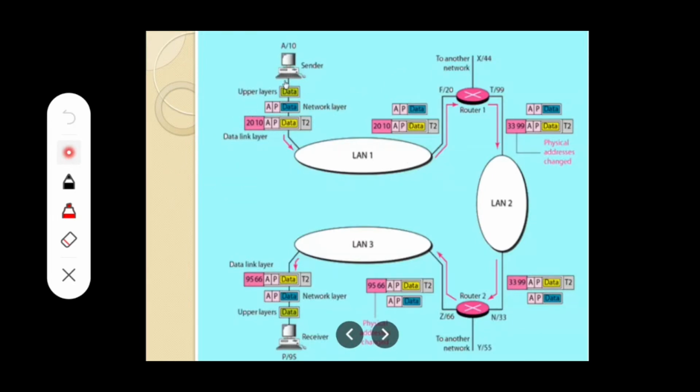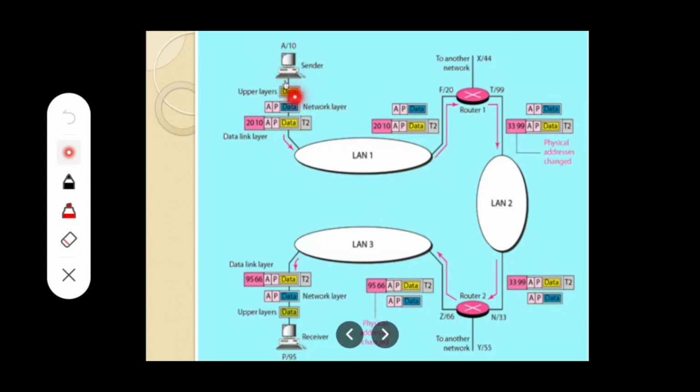Look here. Suppose we have a sender here and this is our receiver. We need to transfer a packet, or we need to transfer data, from sender to receiver. So this is our data. Data is generated by the sender. Here it is written A/10. Here A is the IP address of the sender and 10 is the MAC address of the sender. So the sender has the IP address as well as the MAC address.